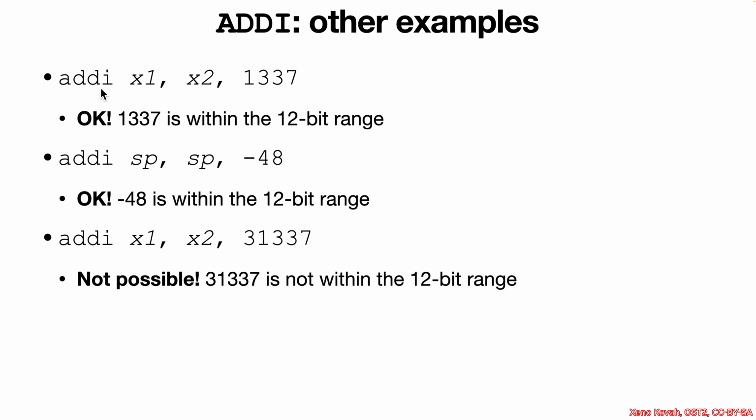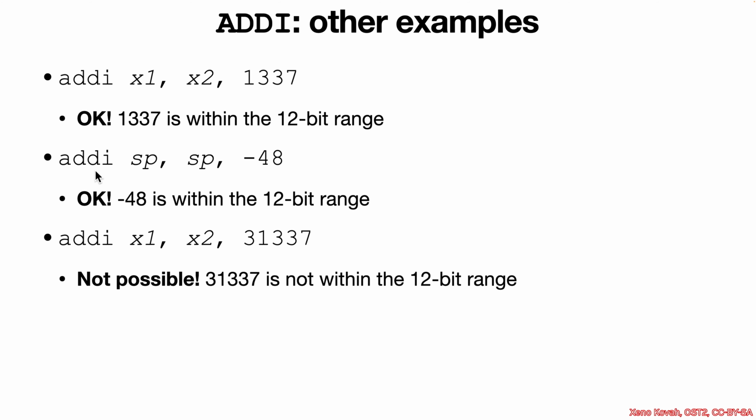So for instance, here are some other examples. We could have ADDI x1, x2, 1337. What is that doing? This is the source, x2, plus 1337, so whatever the value is stored in x2 plus 1337, and store the result back into the destination register x1. This is an okay assembly instruction because 1337 can be encoded within the 12-bit range.